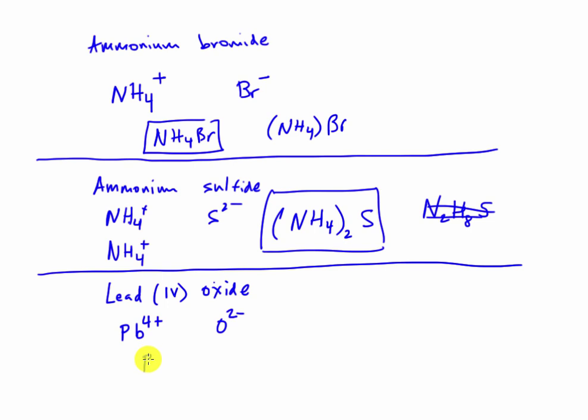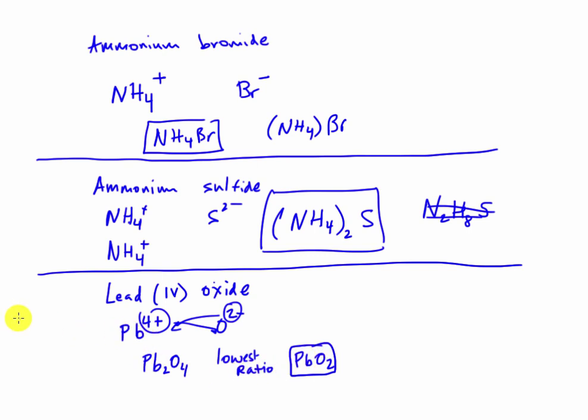A lot of you are using this switching of the ions, right? You just take this, put it down here, and you take this, and you put it down here, which is fine, but this is not the right formula. Ionic compounds, because we're balancing charges, must always be in lowest ratio. So you just have to remember, if you write it like this, to reduce it down to PbO2.